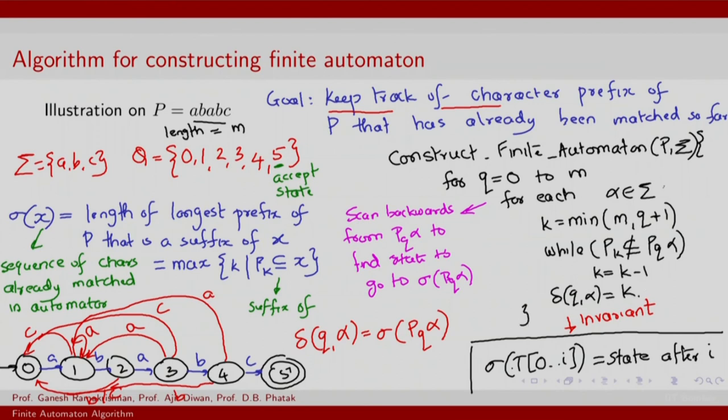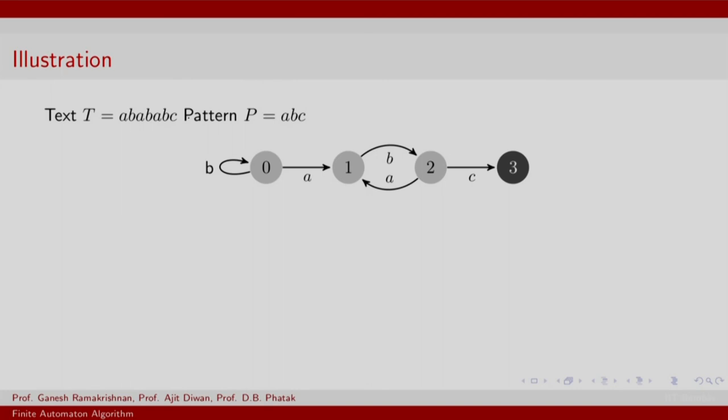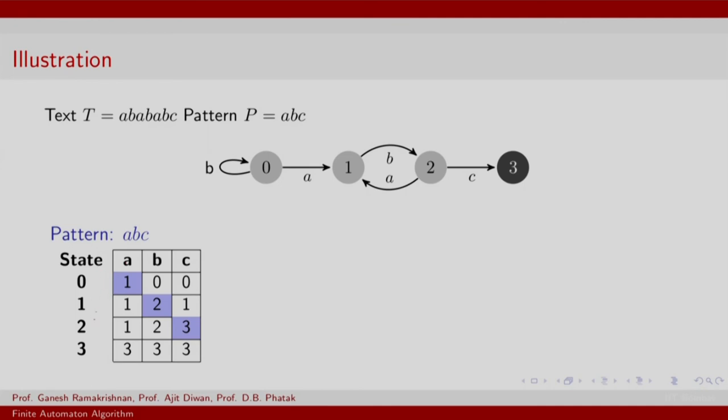Of course, we need to complete the for loops. This has helped us complete the delta for every state and for every alpha, and basically delta q comma alpha points to the length of the longest prefix of p that is a suffix of pq alpha. So what we'll do now is, having constructed a finite state automaton for ABC, we'll try and match it to the text T, and we'll actually see how we are able to leverage the memory that the finite state automaton gives us. The state transitions have been also tabulated below here.